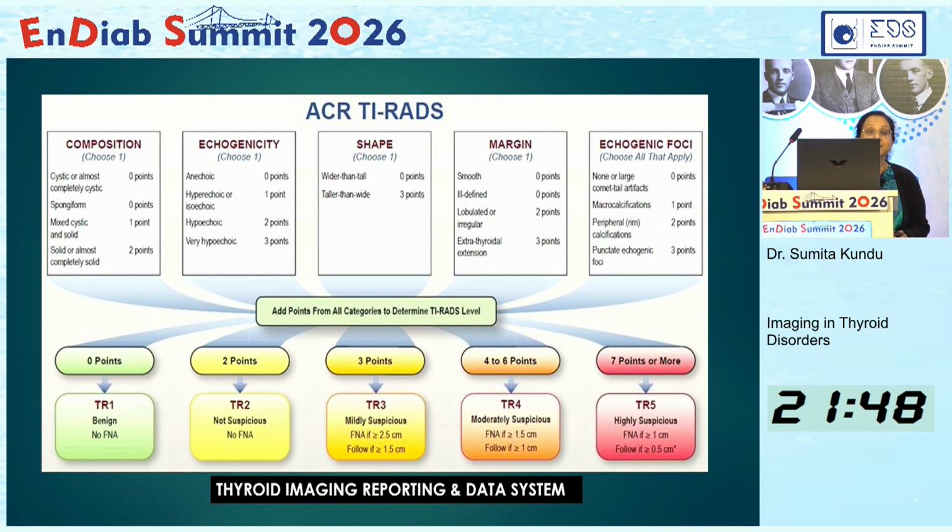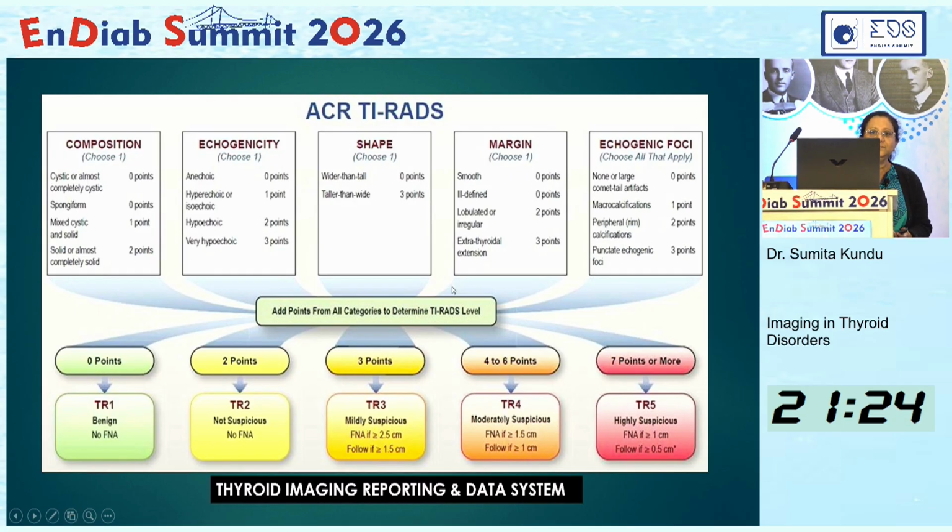The shape. In the transverse scan, if the nodule is wider than tall, then it is 0 points. That means it is more likely to be benign. If it is taller than wide, then it gets 3 points. That indicates that it is more likely to be a malignant lesion. So, we calculate all these points, sum them up and come to a TIRADS score.